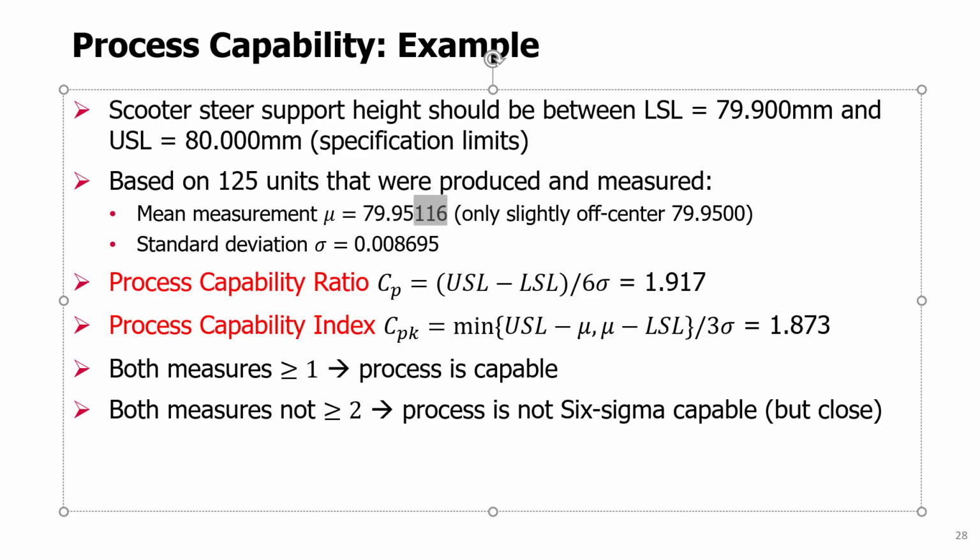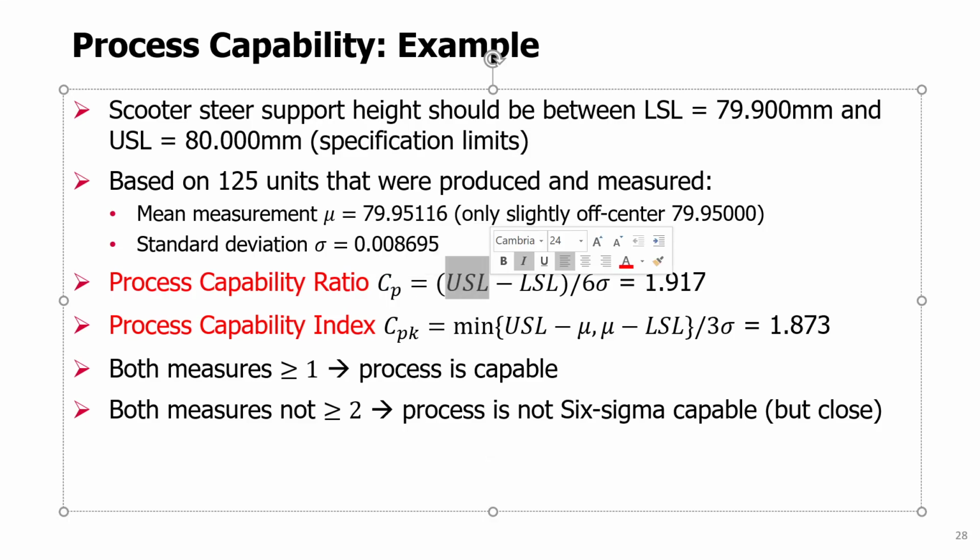It's actually slightly off center, but very slightly. The 116 here is the additional value. The center value between 79.9 and 80 is 79.95, so this is just slightly above. So we seem to have an almost centered process. And the standard deviation based on those 125 units is calculated here.